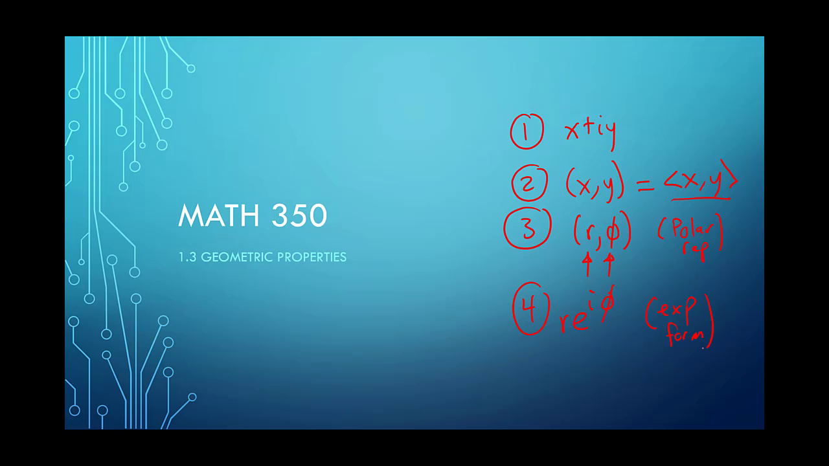Okay, so hopefully you guys have seen this or sort of realized this. Notice that the first two are very, very related to each other. So are the last two. Now today we're going to shift gears a little bit. We're going to be talking about geometric properties of complex numbers, and we're going to talk about the famous triangle inequality today. So let's go ahead and get started.